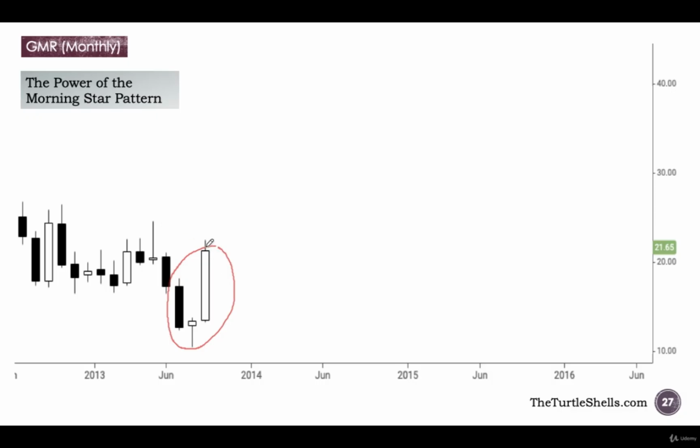So if I were to take a trade here, first of all, I wouldn't take a trade here because there is a resistance here. So I wouldn't take that trade because of the poor reward to risk.